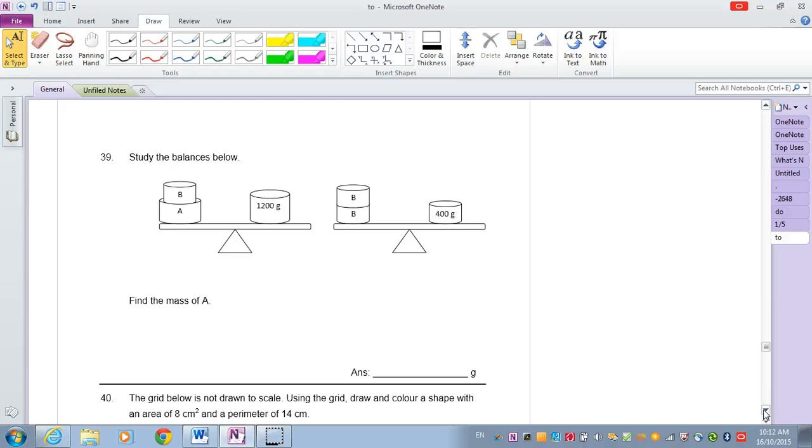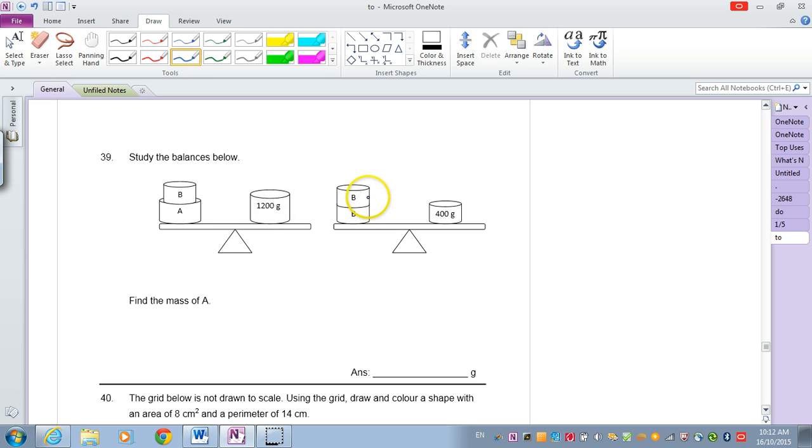Question number 39. Study the balance below. For this kind of question, you have to look at the question very carefully. Let's look at the figure. A and B, the mass of A plus B gives me 1,200. How do you know it's 1,200? Because this is a balance. In order for this balance to be balanced, A plus B must have another mass of 1,200 at the other end. So A and B gives me a mass of 1,200.